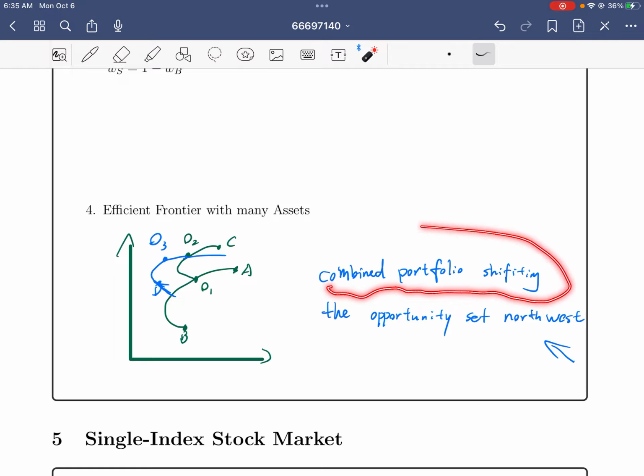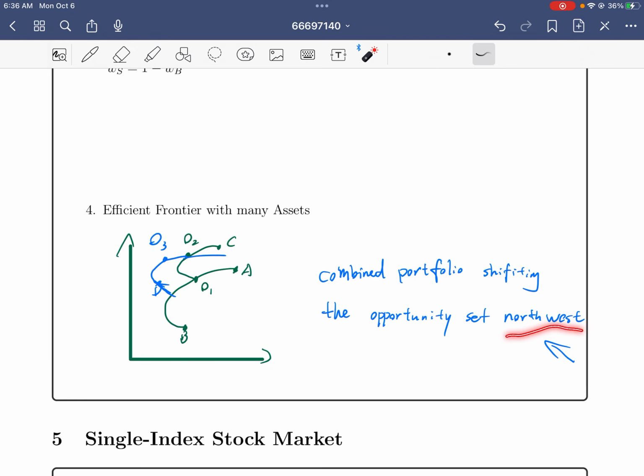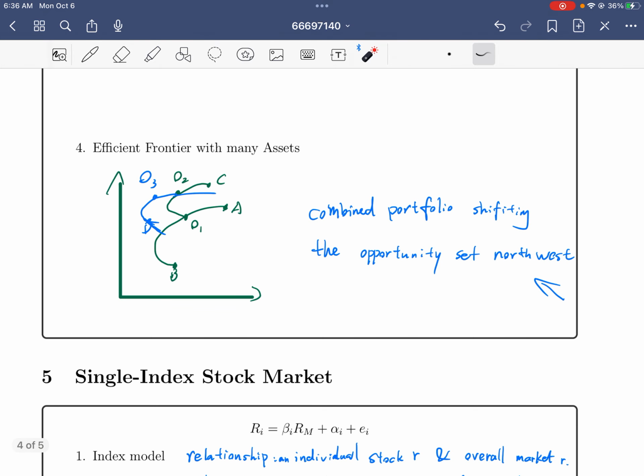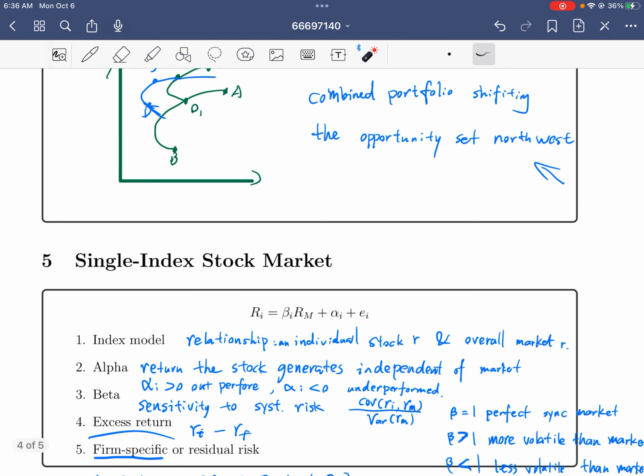So after we combine multiple assets into our portfolio, our efficient frontier moves to the northwest. To move in this direction, you need to know that the opportunity set always moves to the northwest.